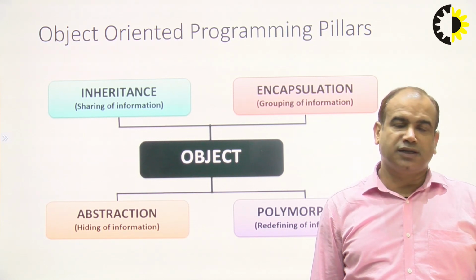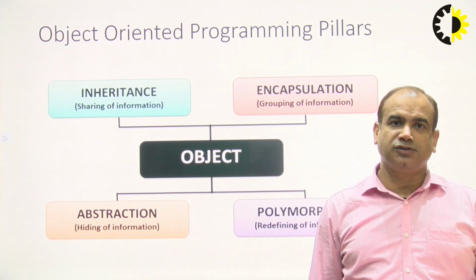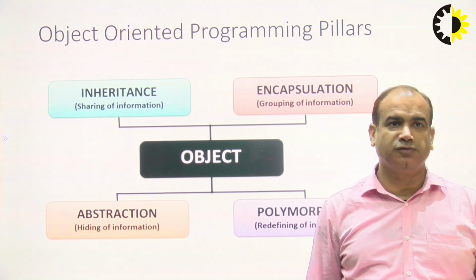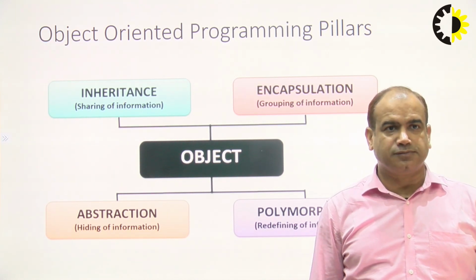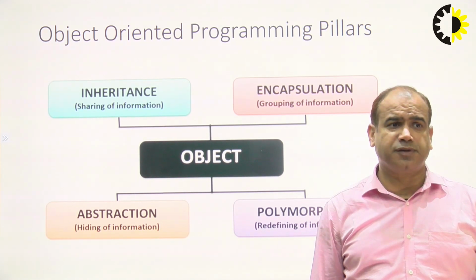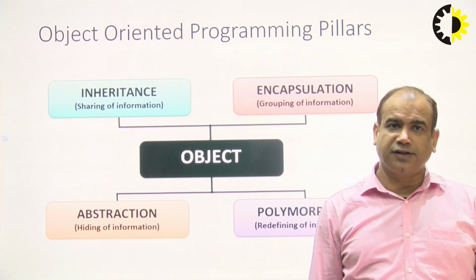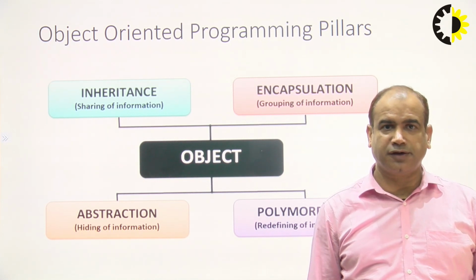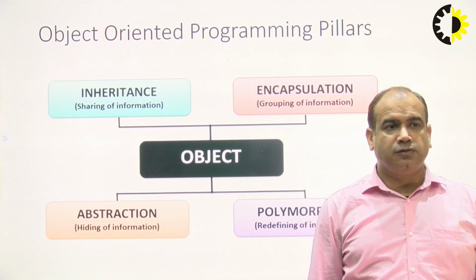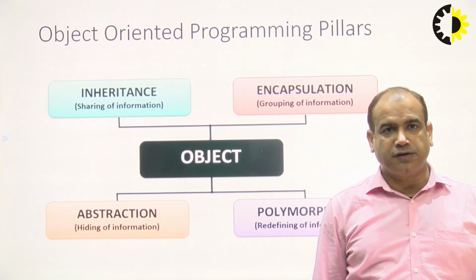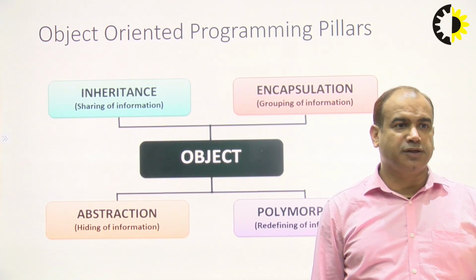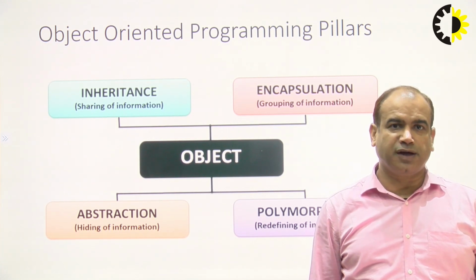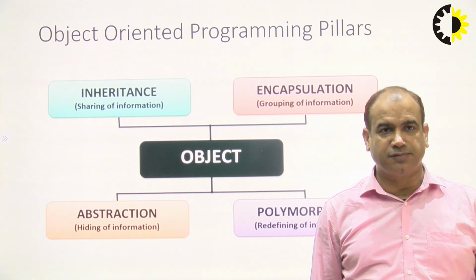Second is encapsulation. Encapsulation is classification or grouping of information in a class. And third is abstraction. Abstraction means hiding the information. Only the required information is provided to the user, meaning what is the input and what will be the output. That is the meaning for a user. There is no need to know what is written behind the code. That is the meaning of abstraction.